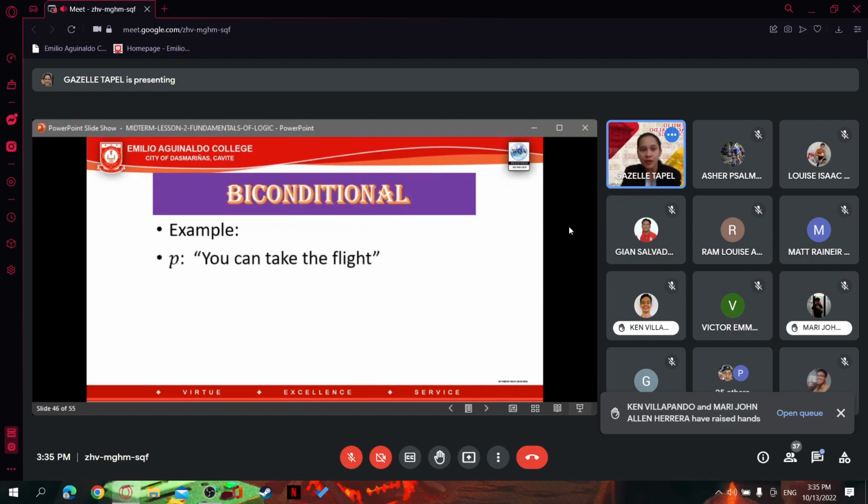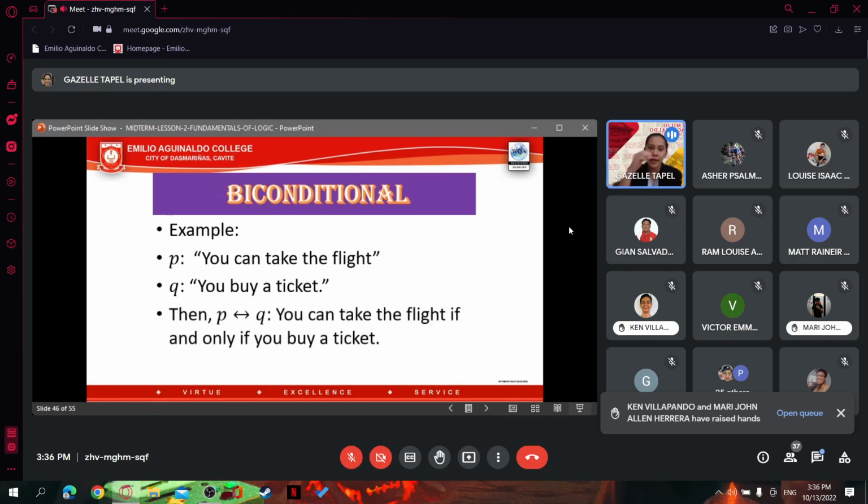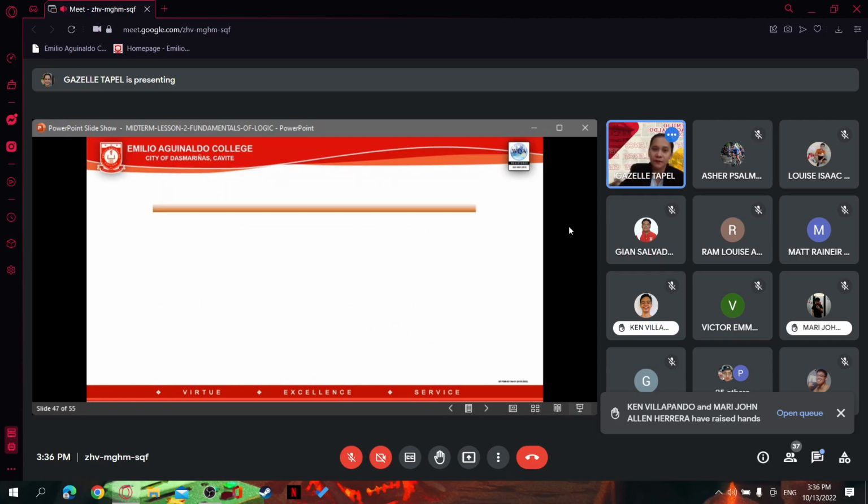Example, the statement P, you can take the flight. That is the statement. Dito sa Q, you buy a ticket. Okay, form a biconditional statement out of this example. Pwede natin siyang sabihin as P if and only if Q is a statement that you can take the flight if and only if you buy a ticket. So that is an example.